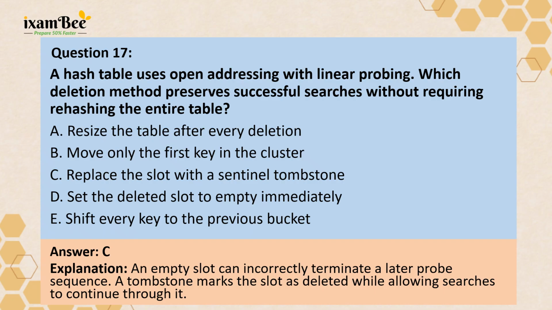The standard fix is to replace the deleted slot with a special marker, a tombstone, that tells the search to keep probing past this point, while still telling an insertion you're free to reuse this slot. That preserves the correctness of every existing search path without needing to rehash the whole table. So the correct deletion method is C, which is replacing the slot with a sentinel tombstone.